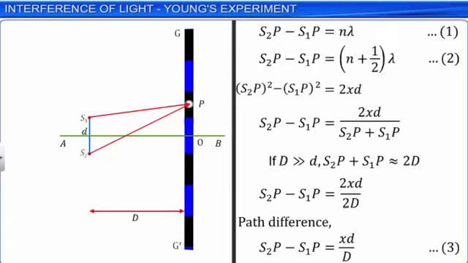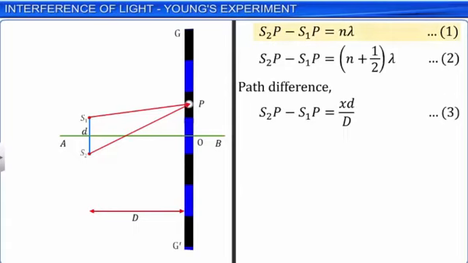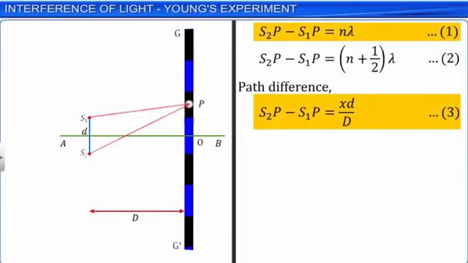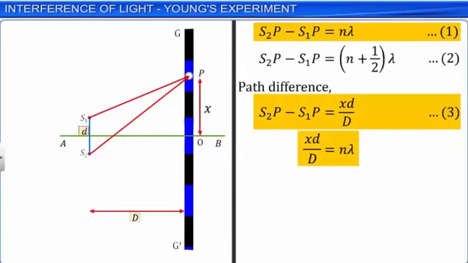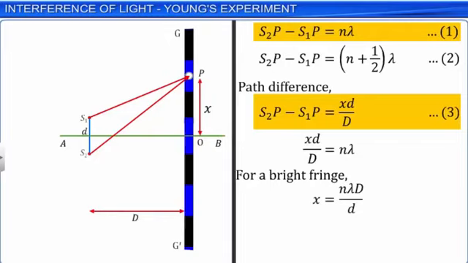From equations 1 and 3, the condition for point P to correspond to a bright band is xd/D equal to nλ, or x is equal to nλD/d. Let this be equation 4.